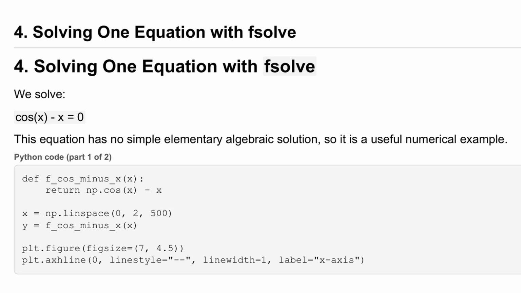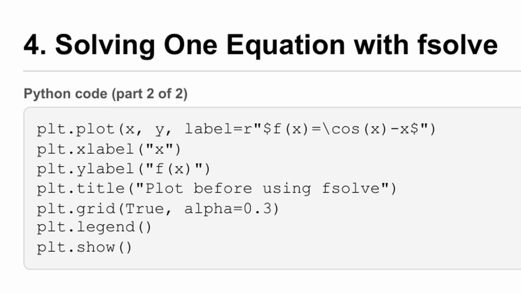Solving cosine of x minus x equals 0. This transcendental equation has no simple algebraic solution, so we define the function in Python and create a range of x values to plot so we can see where the crossing occurs. We finish the plot setup by adding labels and a dashed horizontal line at 0 to represent the x-axis.